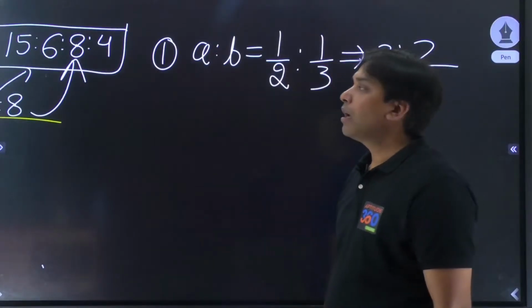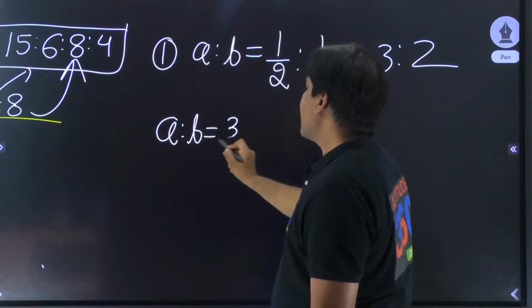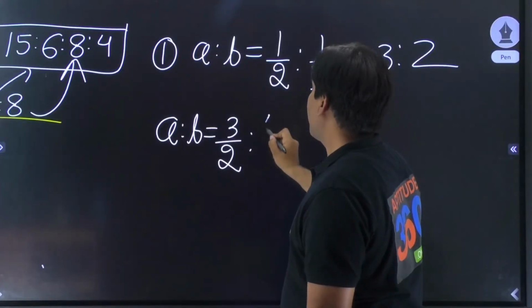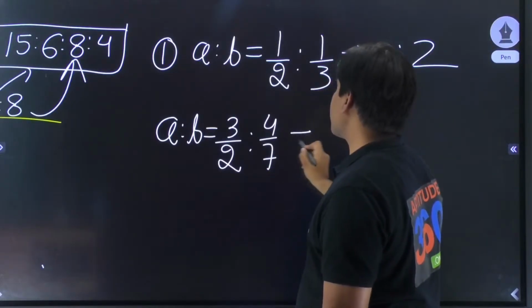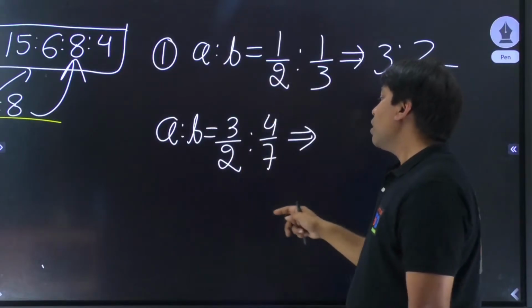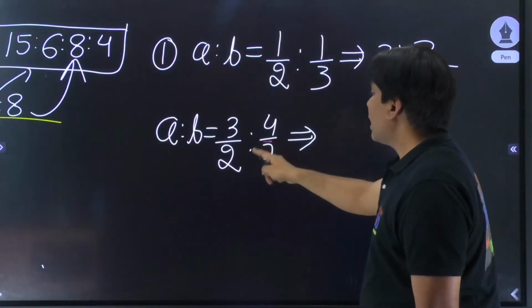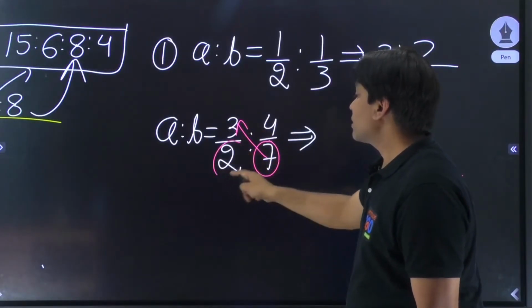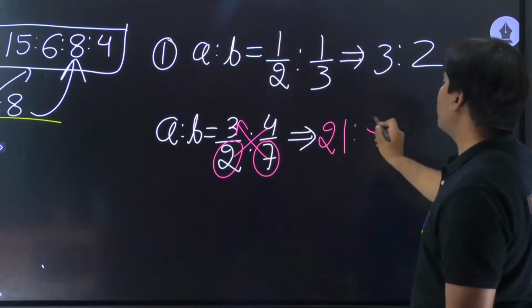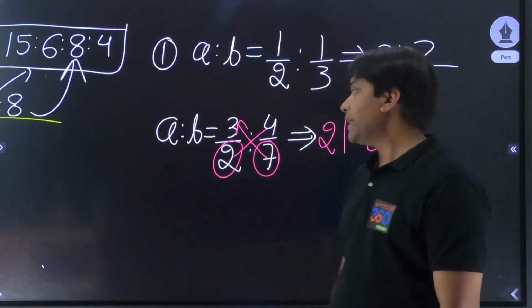Simple. If I have been given A is to B as 3 by 2 is to 4 by 7. What is that I am gonna do to simplify my problem out here? I'm gonna multiply these like this. So 3 into 7, 21, 4 to the 8. No factor common, मेरा काम चल गया, right?